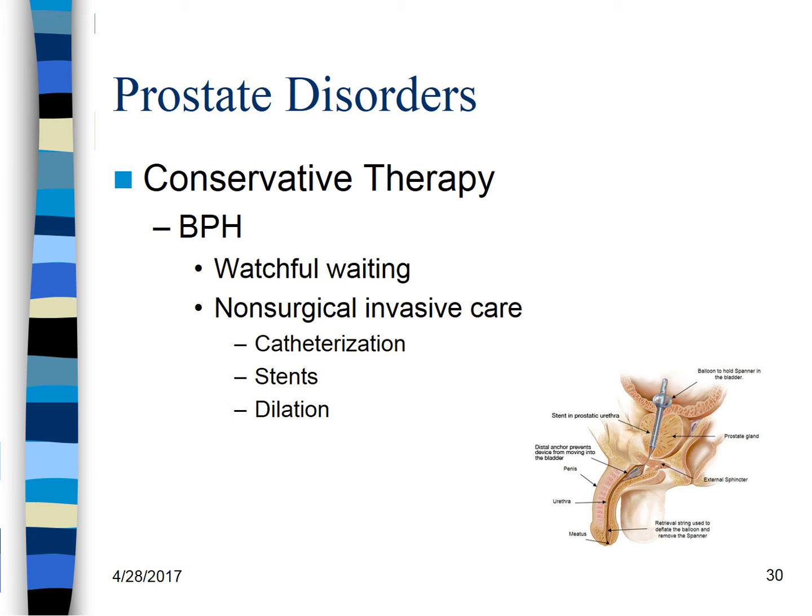So if you look at this picture to the right, you can see that they put a stent in the urethra to kind of hold back the prostate so that you could get urinary flow.